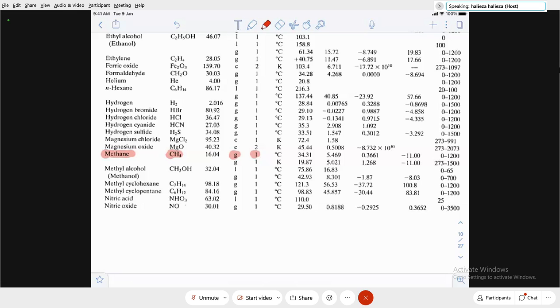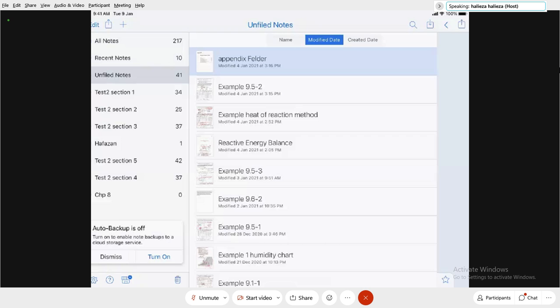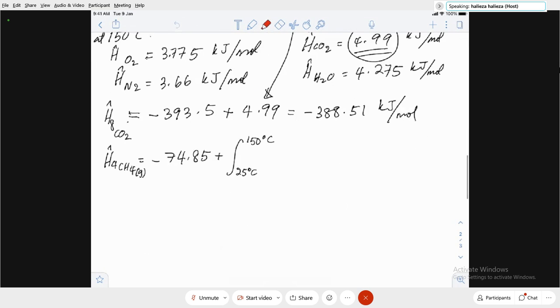The equation form is in degrees C, we're not going to use Kelvin. So these are the coefficients that we're going to use. I better write that down because I might forget. My A is going to be 34.31. My B is 5.469. My C is 0.3661 and my D is negative 11. So it's in the form of equation one. We know what equation one is, we have been using that. So now we're going to put in the values of the coefficients in our equation.